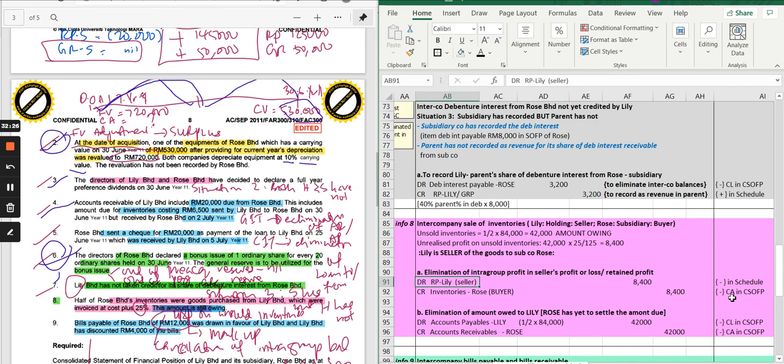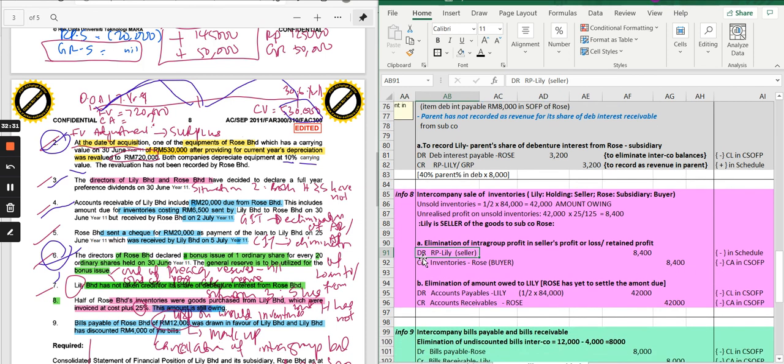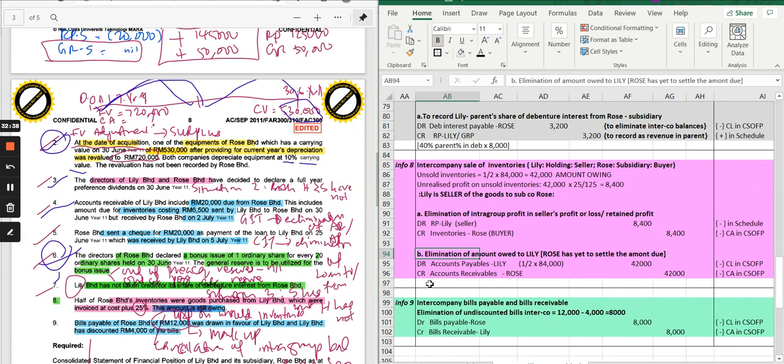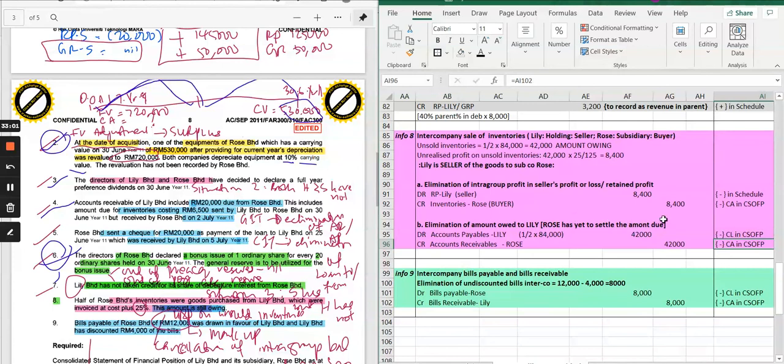It will affect the schedule. It will also affect the current asset section, inventories. You need to remove it in the retained profit. You also need to remove the unrealized profit because you eliminate. Part B is to eliminate the amount owing to Lily, which is the intercompany amount owing. So you need to remove from the accounts payable half of 84,000, just now 42,000. That will not affect the schedule. It will affect only the consolidated statement of financial position. The current liabilities and the current assets must be eliminated by the amount owing of 42,000.